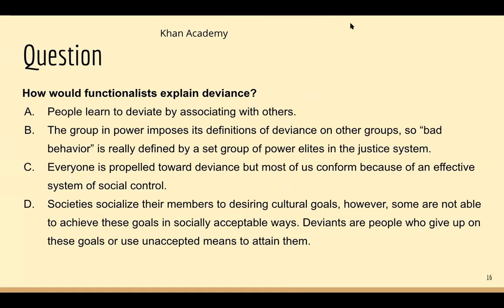Right. So moving on, this one should be a bit more clear. How do functionalists explain deviance? So kind of connecting two different topics. You should know what deviance is and then also know what functionalism is.